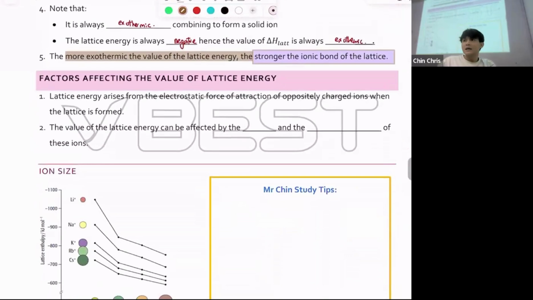Done? All right, guys, next. What are the factors affecting the value of lattice energy? You have 2 factors. The first one is your ion size. Second one, we call it nuclear charge.